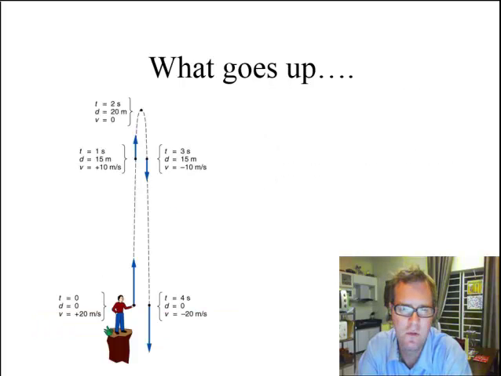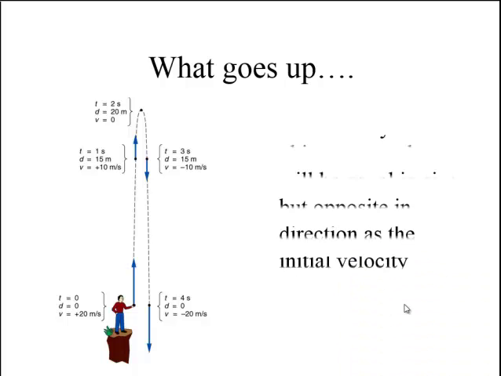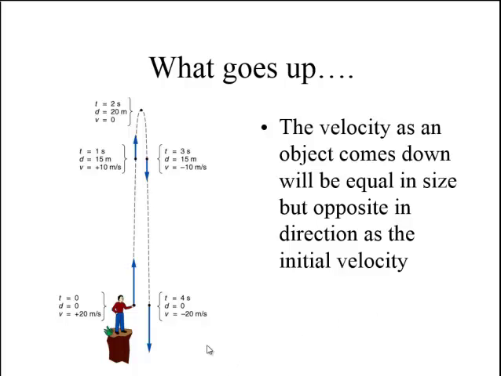Another one of the rules is what goes up must come down, and the important thing we can recognize is that if things go up, they eventually reach a point when they're momentarily stationary, so their velocity is 0. When they come back down again, the velocity at the point where they were launched from will be equal in size but opposite in direction to the initial velocity. In this case the ball was launched up with plus 20 meters per second, and 4 seconds later it returned to the ground at minus 20 meters per second. So that's one point: what goes up must come down.